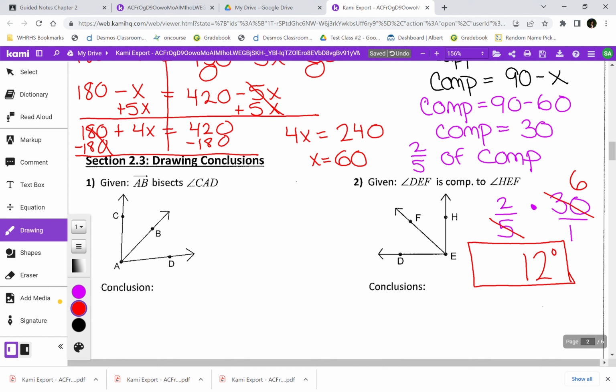All right, so that was our extra practice with 2.2. Like I said, 2.3, there's nothing new. There's nothing new in 2.3. We're just going to practice drawing conclusions based on all the definitions and theorems that we've learned. So based on our given information, what is the best conclusion? There might be multiple conclusions we can come to. I need the best conclusion.